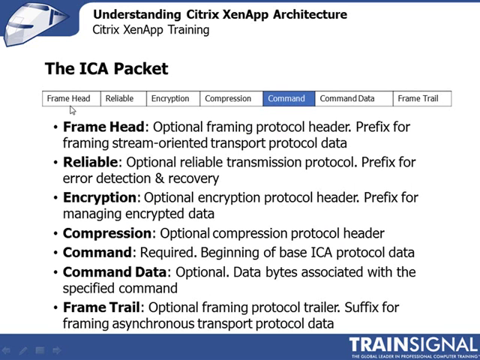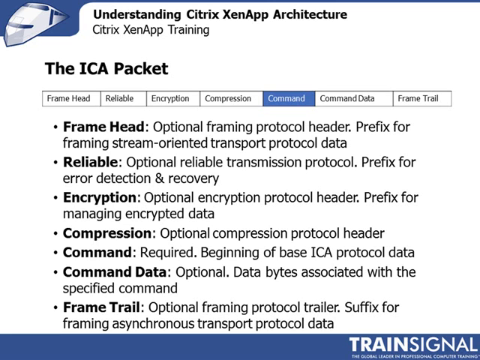So what do these mean? I've listed them all here, and I've put the command in blue. This is important because you need to know that the command is the only one that always exists. So what is the frame head? The frame head is an optional framing protocol header. It's a prefix for framing stream-oriented transport protocol data. So any stream-oriented transport protocol data that you want to add to ICA, you would add a frame head. But again, that's an optional frame that you add.